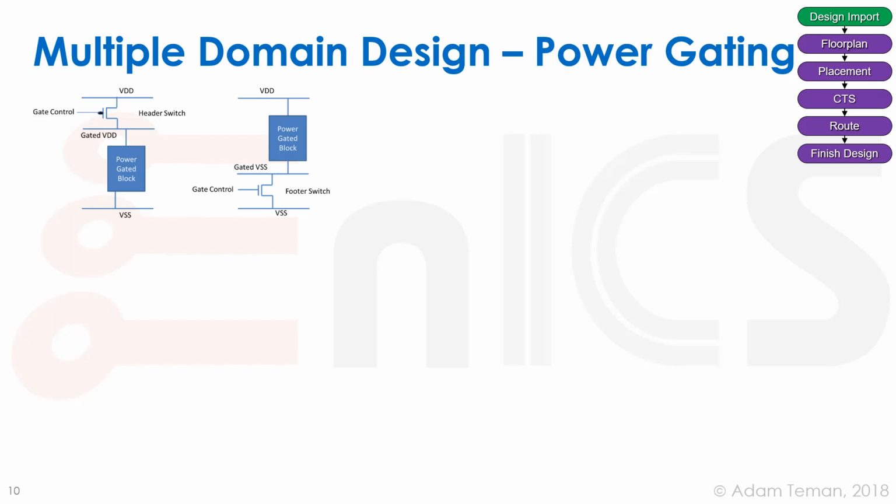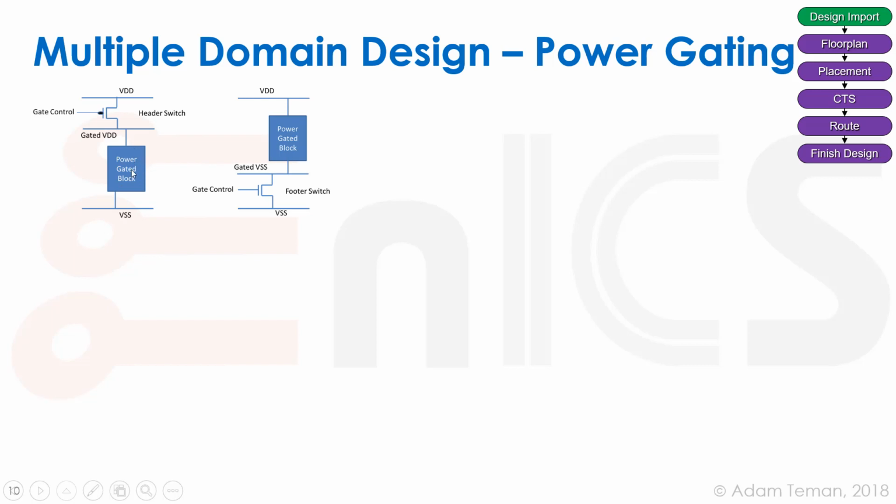Another point about multiple voltage domain design is power gating. Sometimes we want to turn off a block to lower leakage when we're not using it. This can be done with either a header switch or a footer switch. We basically put a single transistor that gets some sort of control that closes off the path from VDD to ground, and it makes leakage much lower.